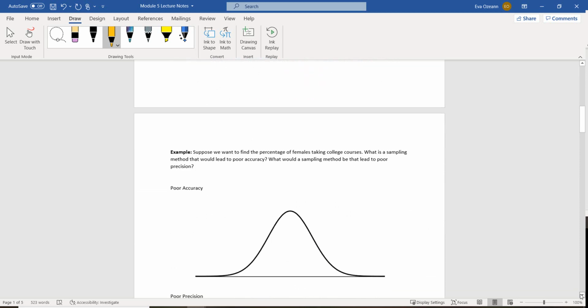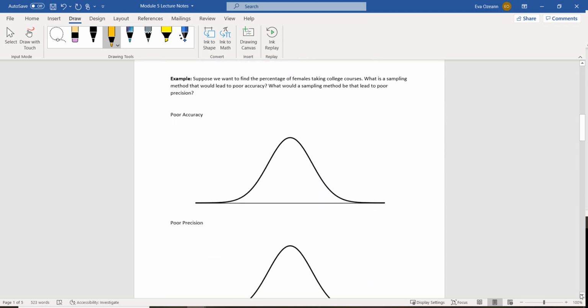Let's look at examples where we're going to have poor accuracy and poor precision based on our sampling method. Suppose we want to find the percentage of females taking college courses. What is a sampling method that would lead to poor accuracy, and what would lead to poor precision? Poor accuracy means that our values would be pretty close to each other, but actually far away from the true population proportion. In most colleges these days, the female population is about 60%. So we have more females going to college than men.